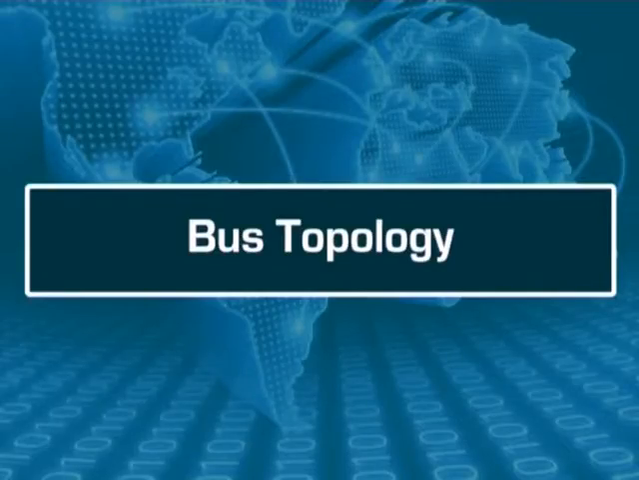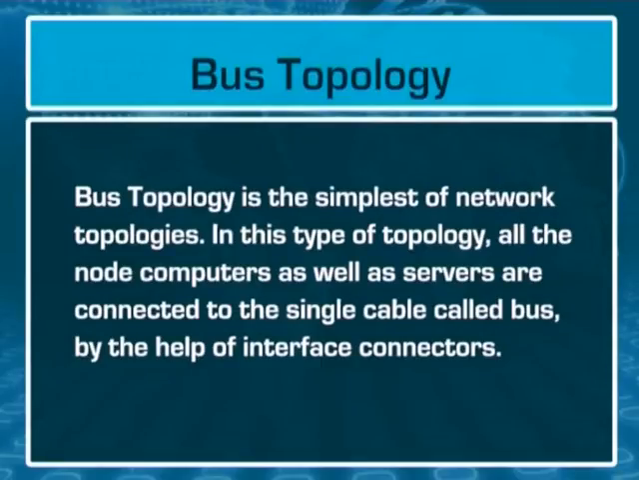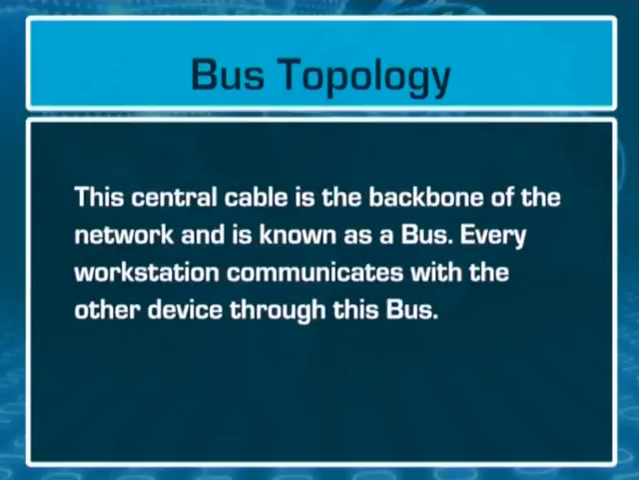Now, the next topology we are going to learn is the bus topology. Bus topology is the simplest of network topologies. In this type of topology, all the node computers as well as servers are connected to a single cable called bus with the help of interface connectors. This central cable is the backbone of the network and is known as a bus. Every workstation communicates with the other device through this bus.